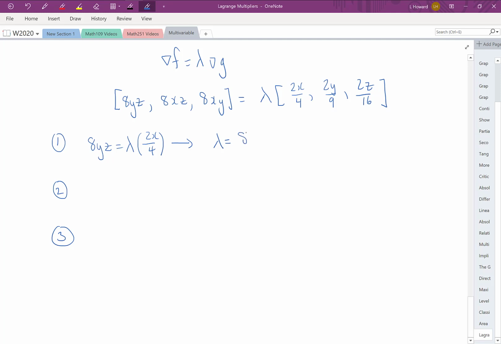Okay, so let's just do a little bit of algebra here. Lambda would be 8yz times the reciprocal of 4 over 2x. So let's call that 16yz over x. So that's one of our lambda values. And we're going to do the same thing for the other 2 equations and get our lambdas.